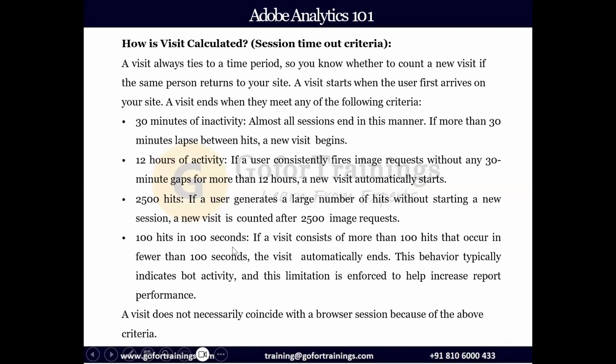Then 100 hits in 100 seconds. If there are more than 100 hits in 100 seconds, then the visit will end and a new visit will come in. This is something like bot activity. If something is scanning your website continuously, or the QA team is testing and has written code that keeps running on the site, making so many hits in that time, again a new visit is counted.